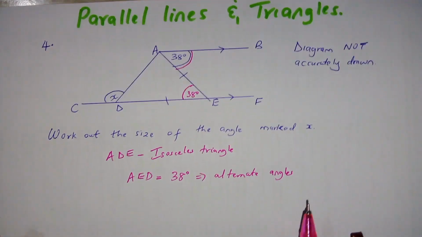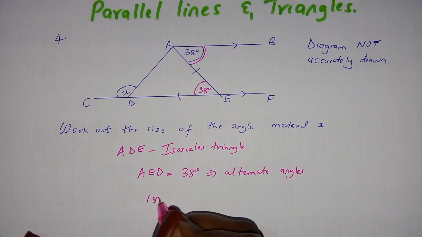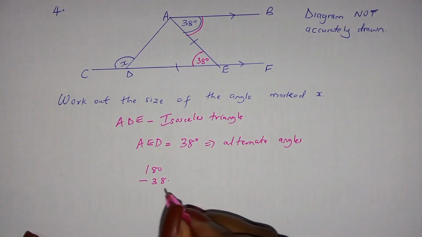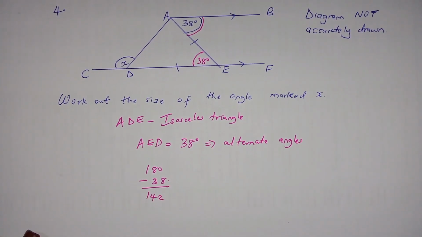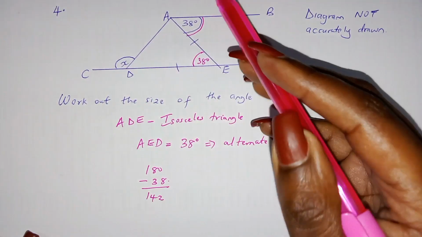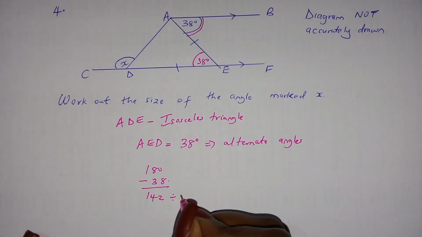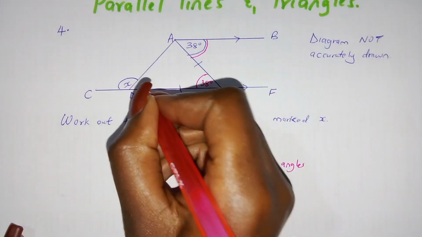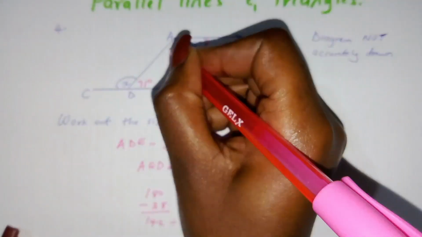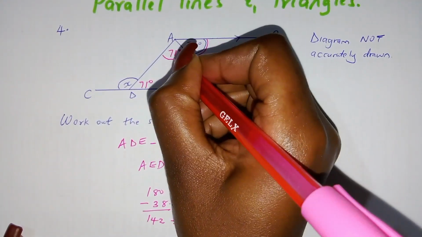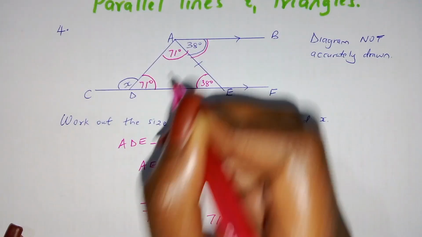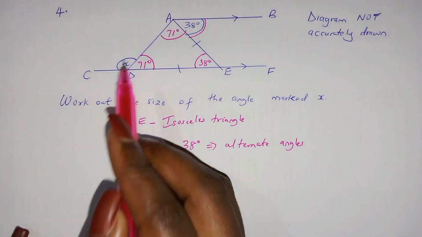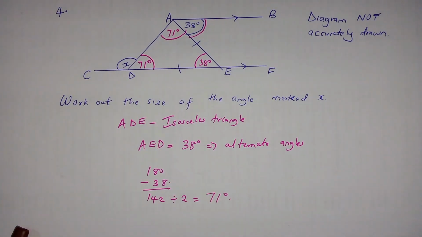Okay, so now this is isosceles. We have one angle there, so we can do now 180 minus 38, and that would give us 142. So these two add up to 142. They are the same, so divide by 2 and you get 71. So 71 over here, 71.